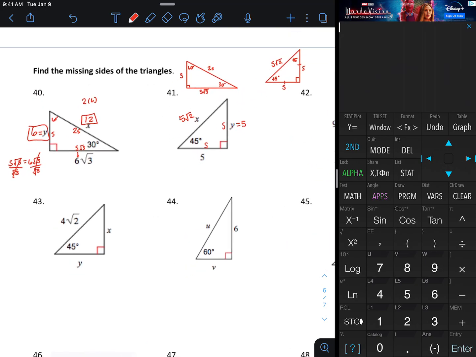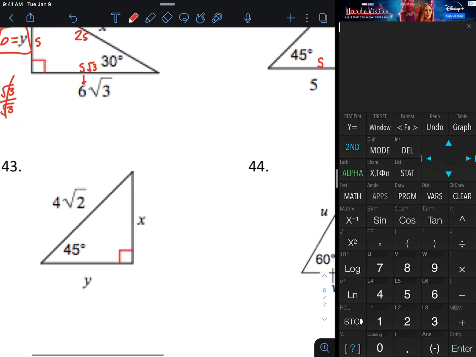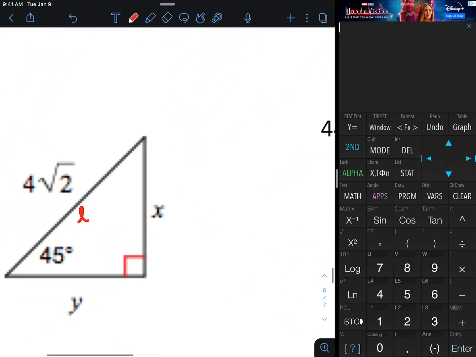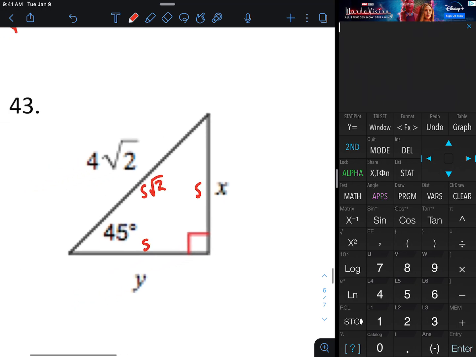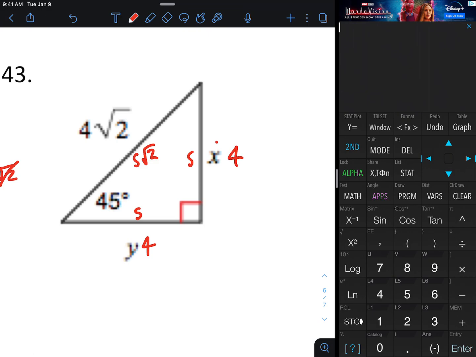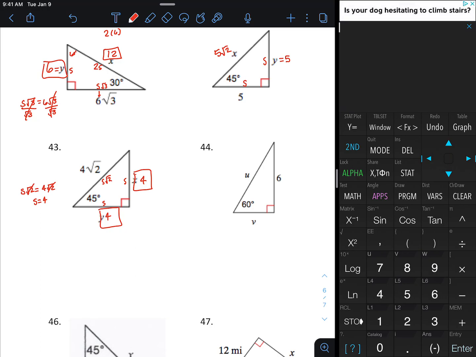Okay, number 43, going back to the 45, 45, 90 triangles. This time I was using S. Usually I use L, but it doesn't really matter. This is the square root of 2 side right here, and then these two sides down here at the bottom you can call S. So if you have S square root of 2 equals 4 square root of 2, you can cancel out the square root of 2's. Really, you do it by dividing, but regardless, you're going to get 4 for your side lengths here. So you can go 4 and 4 right there. Those are pretty straightforward.